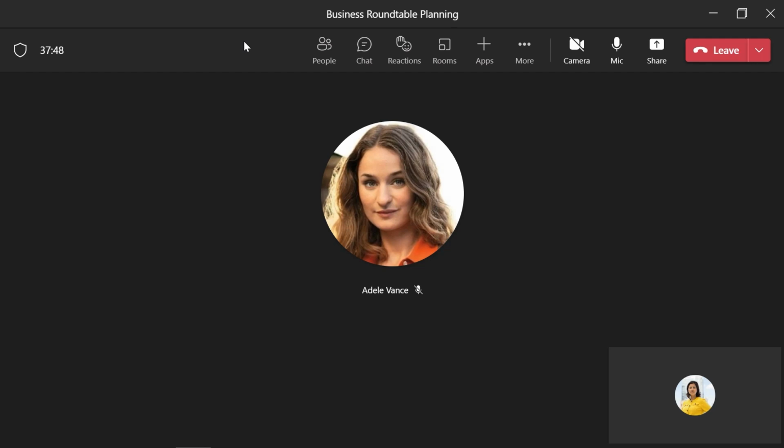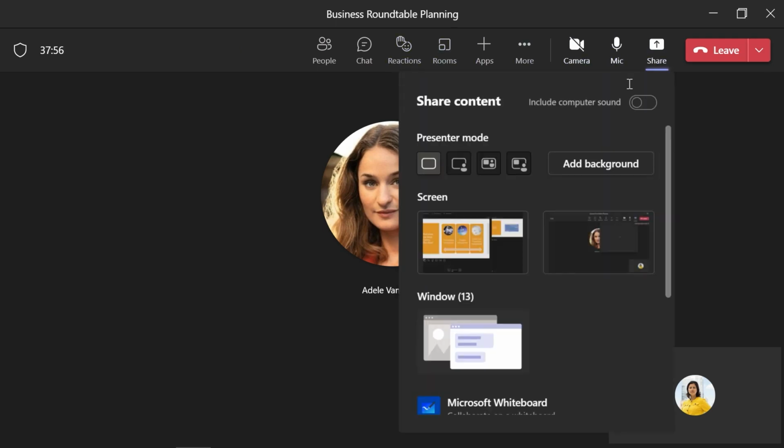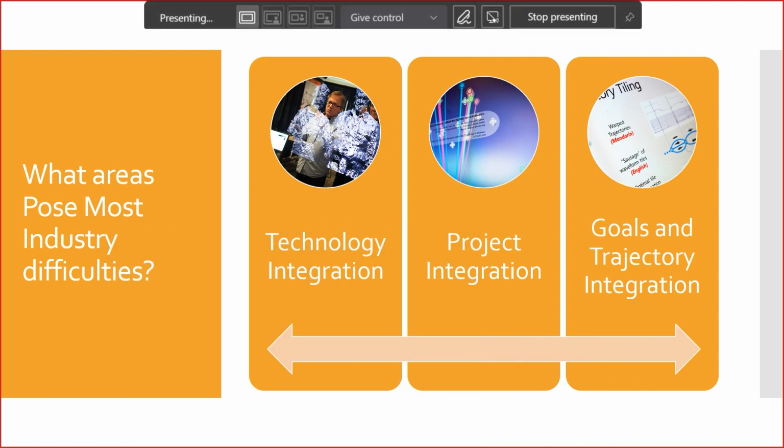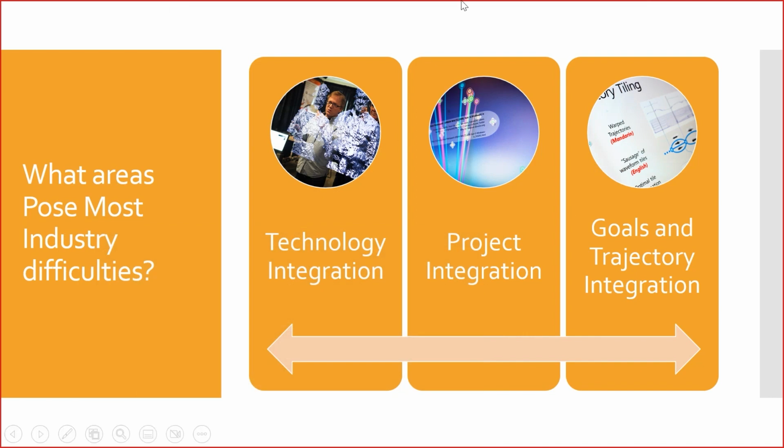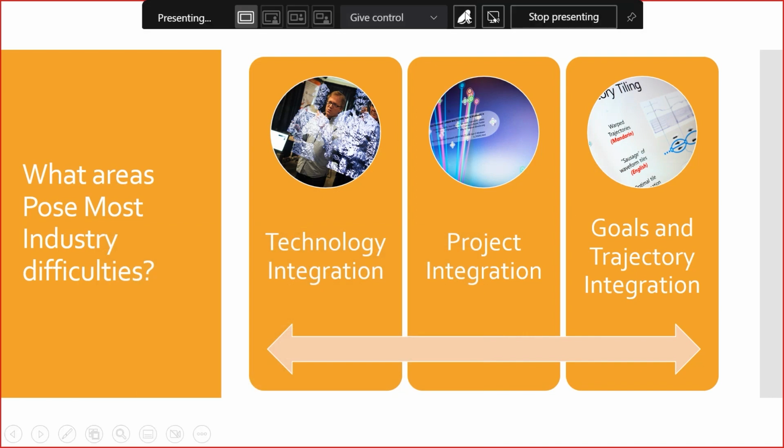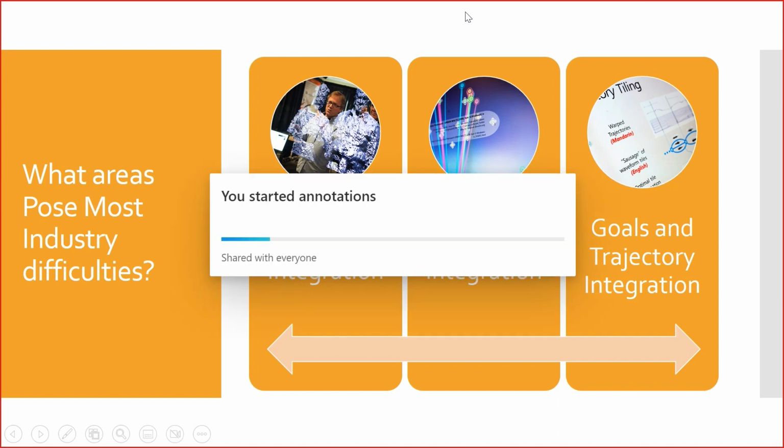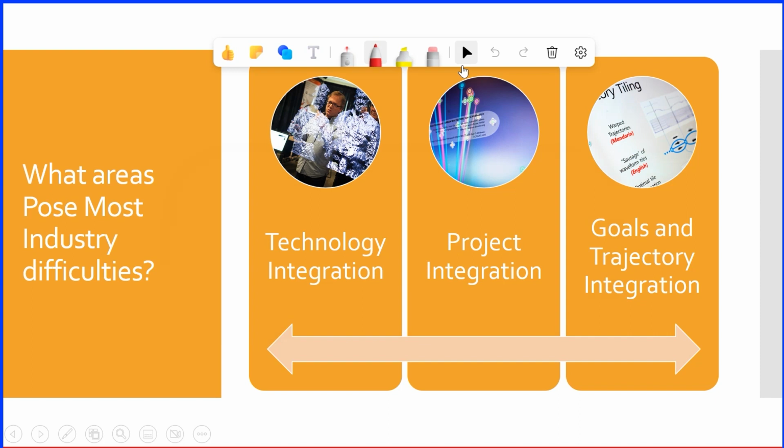I picked the annotations topic because it opens up a whole new world for collaborating with everybody on a shared screen. It happens to be a private meeting that we're looking at here. We're going to go to the share button and then select the screen that we'd like to share. And then at the toolbar at the top, we're going to select annotations. This starts annotations for not only the person that is doing this, but for everyone in the meeting.